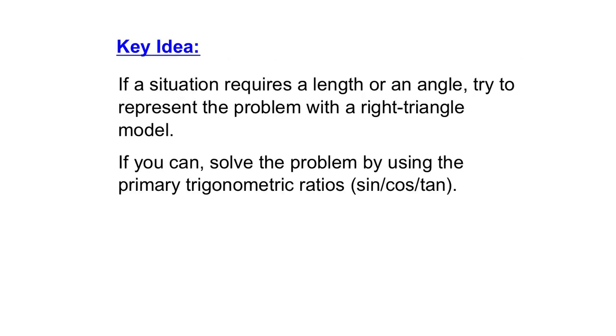So one key idea before we get going on any examples is that if a situation requires a length or an angle, try to represent the problem with a right triangle model. If you can, solve the problem by using the primary trigonometric ratios, sine, cos, or tan. So as we're reading through these problems, it's a good practice to make a diagram. See if you can represent it as a right triangle. And if you can, then you can solve the triangle using Pythagorean theorem or sine, cos, or tangent.